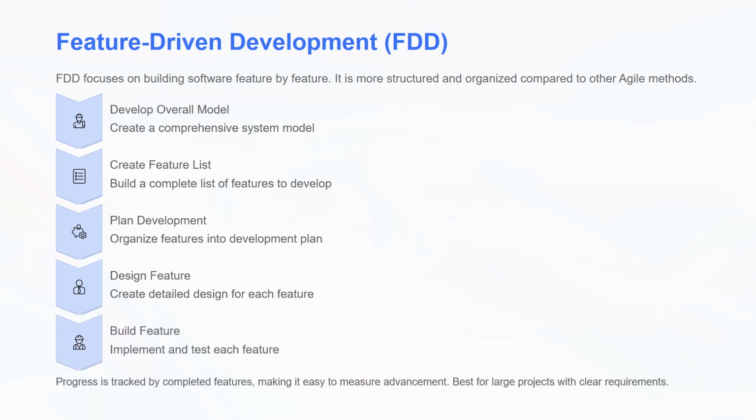One advantage of FDD is that progress can be easily tracked by checking which features are completed. This makes it suitable for large projects where clear structure and monitoring are important. However, it requires a good understanding of the system and domain from the beginning. So it works best when requirements are fairly clear.